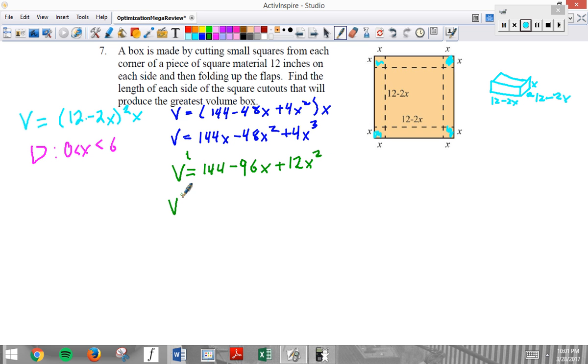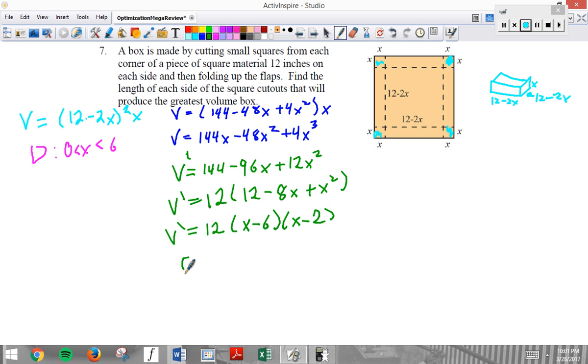I'm going to factor 12 out. Keep on factoring. 6 and 2. So the critical numbers, the ones that would make V prime 0, x equals 6, and x equals 2.